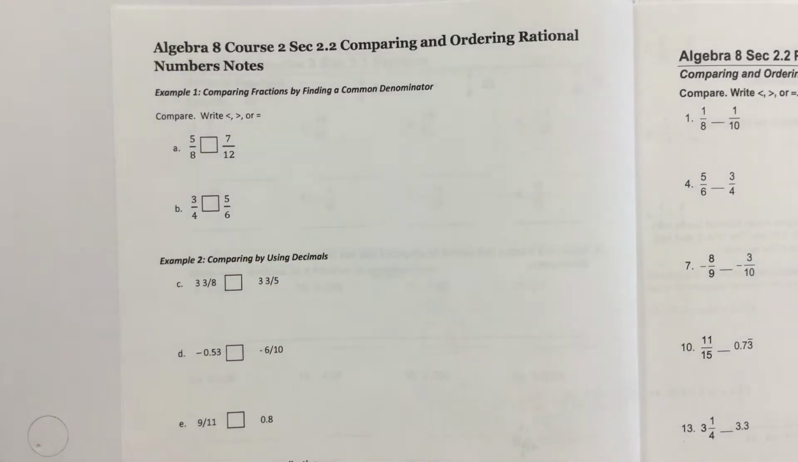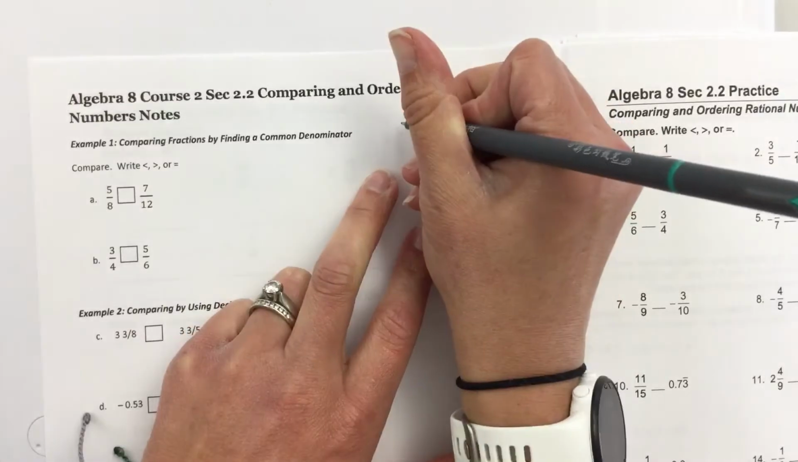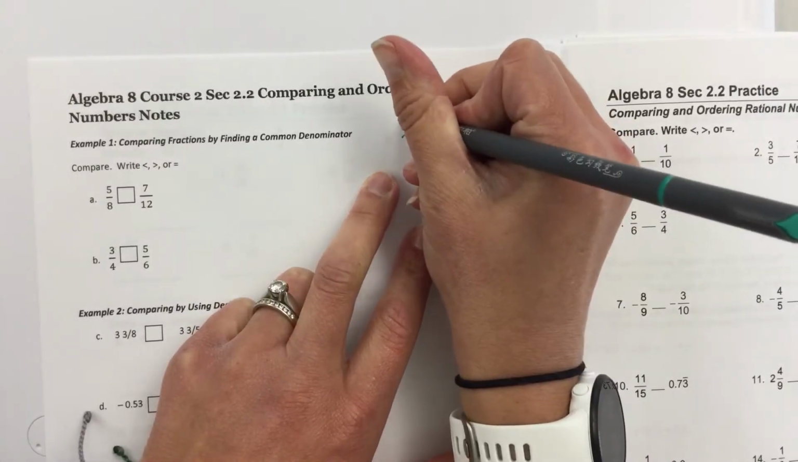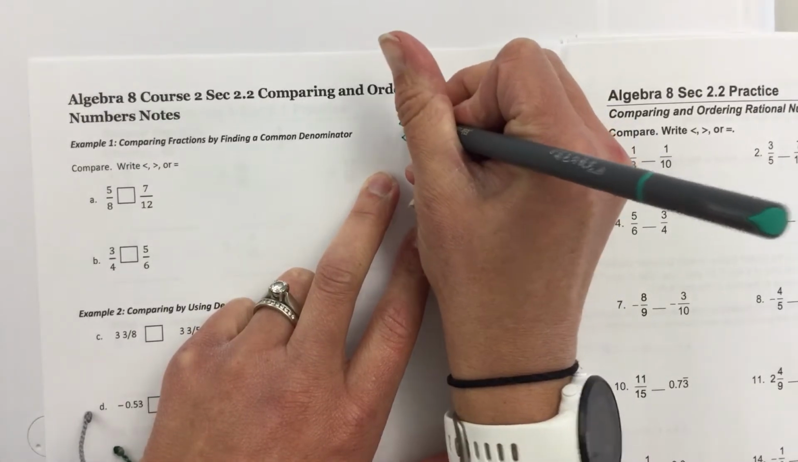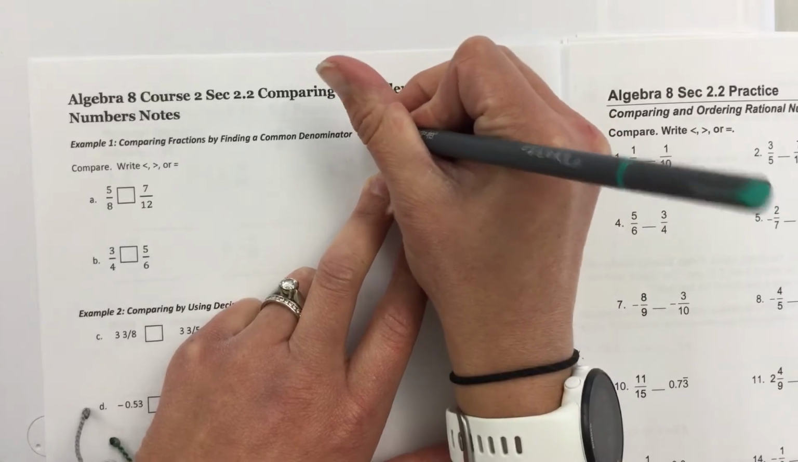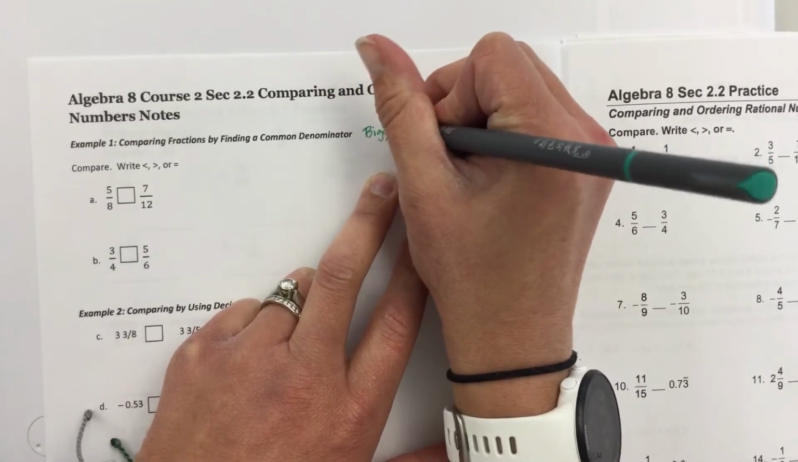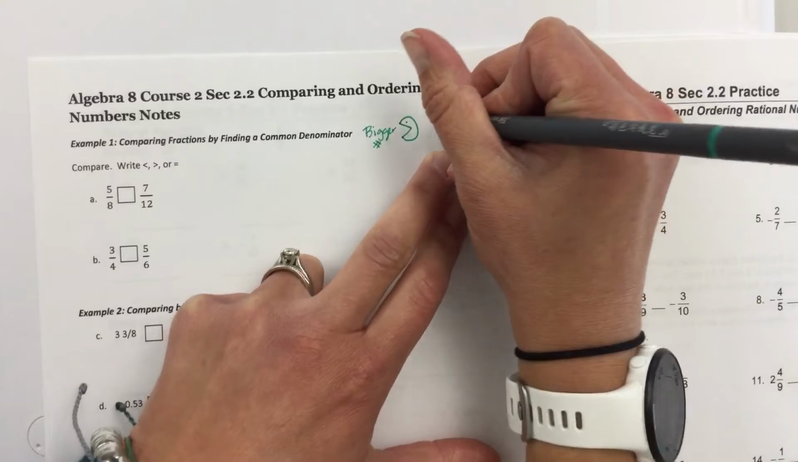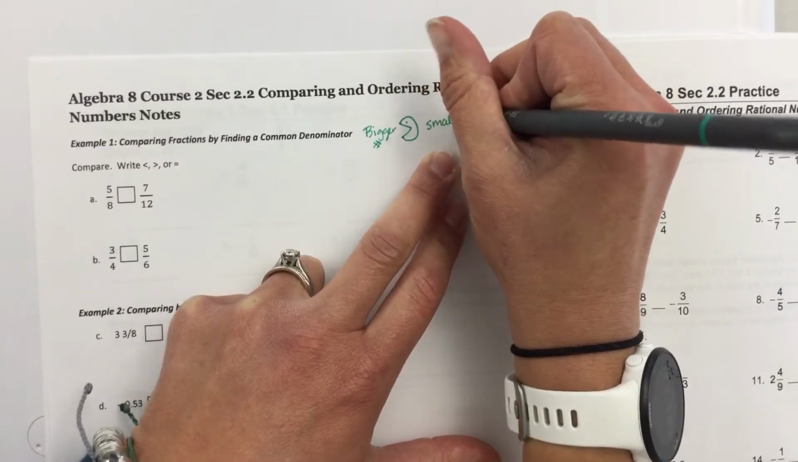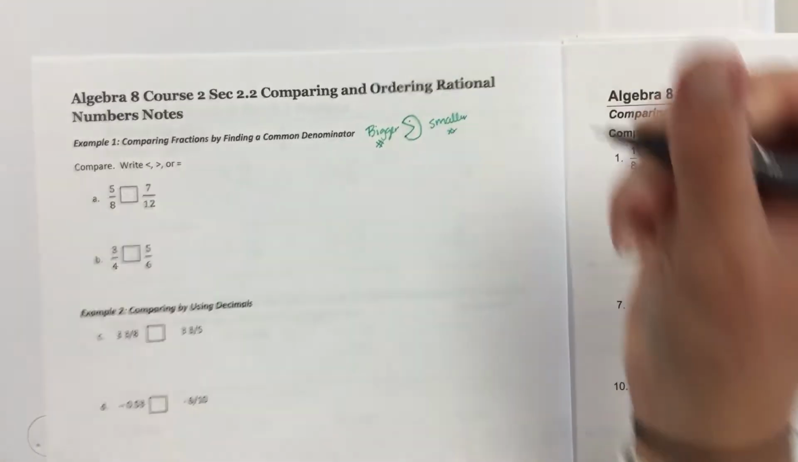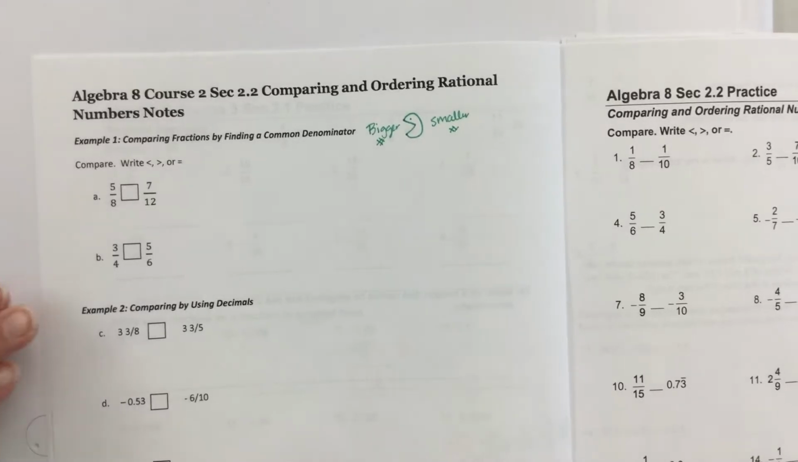Remember that my symbol, I always thought about it as a Pac-Man. It's always going to want to eat the bigger number. And then so this would be the smaller number. Okay, because he's always really hungry.